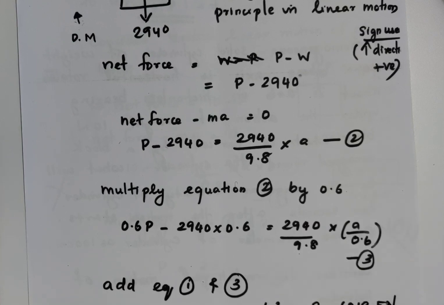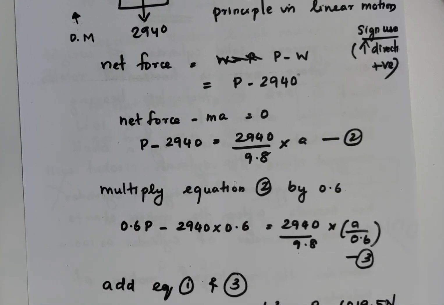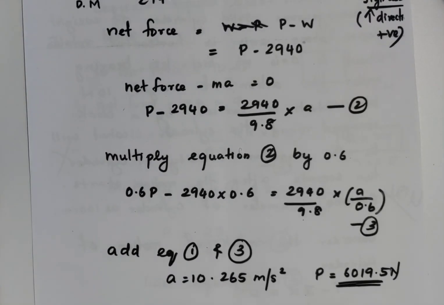In order to solve this equation, you have to multiply equation 2 with 0.6. So the equation changes to this one, and then adding equation 1 and 3, you will get the acceleration as equal to 10.265, and P, that is the tension along the string, is equal to 6019.5 Newton.